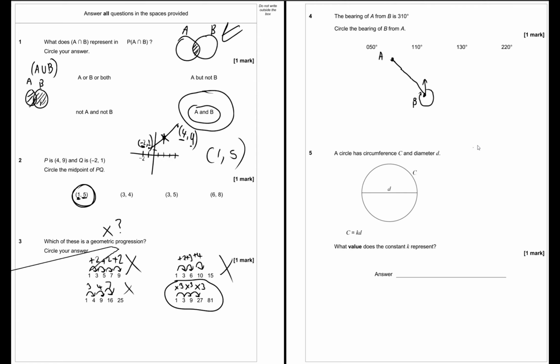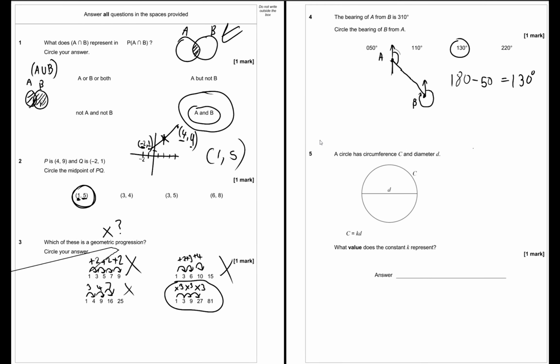So we want to find the bearing of B from A. Here's north, and B from A is going to be this angle here. What's this going to be? The whole thing is going to be 180 minus 50, which gives us 130 degrees. So the answer is this one.